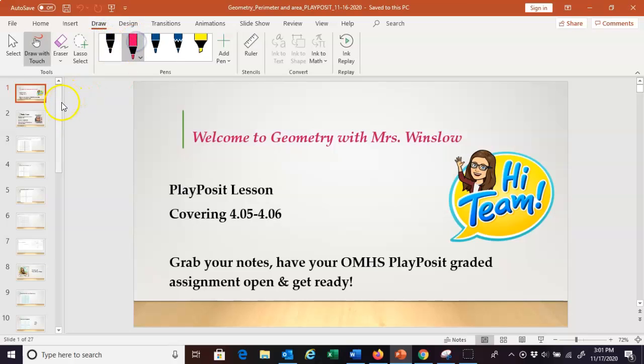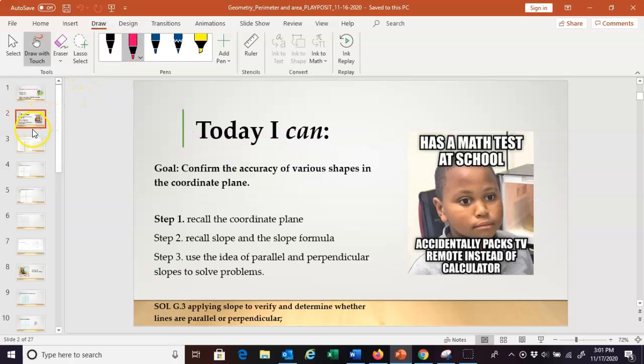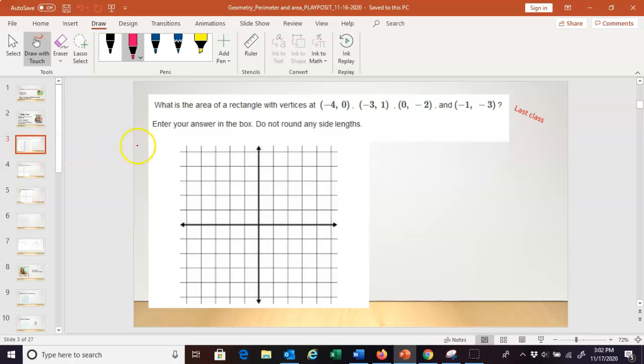Grab my pencil here. So today we're going to confirm the accuracy of various shapes. We're going to be using things like the distance formula and our formula sheet with perimeter and area, to be able to find different values of shapes. I'm also going to show you something really cool on the Desmos calculator. All right, so what is the area of a rectangle with these vertices? This is from last class, so I just wanted to wrap back around on this.